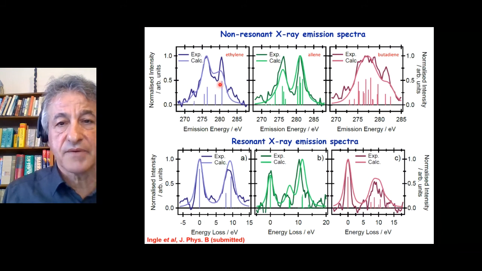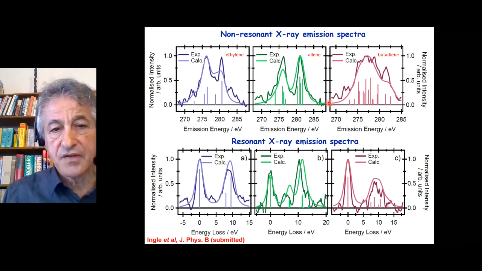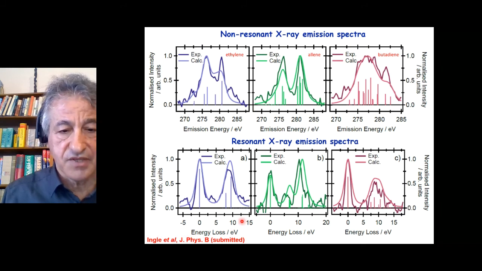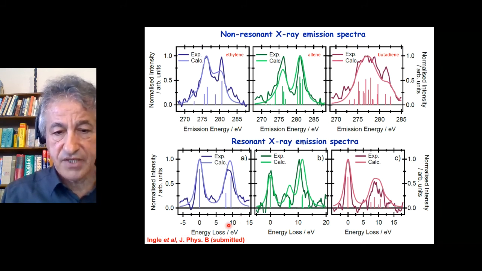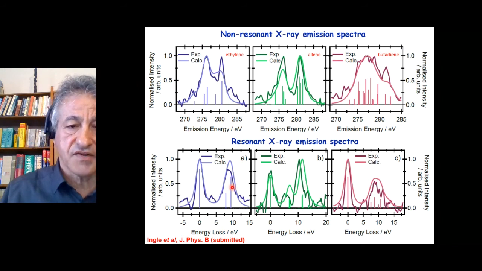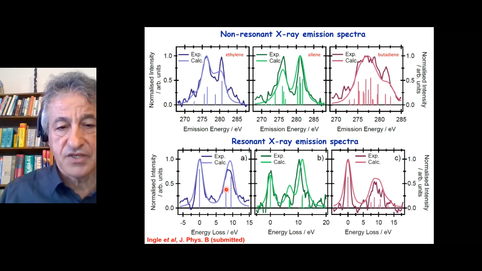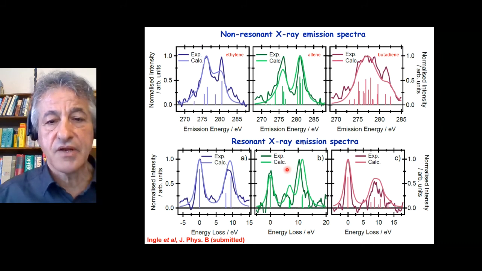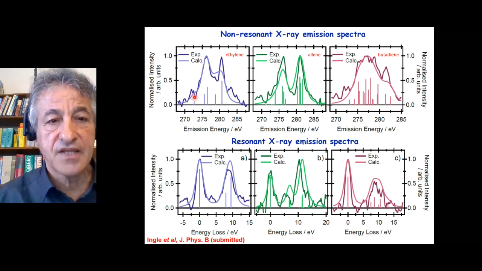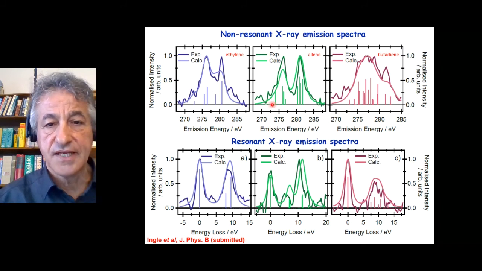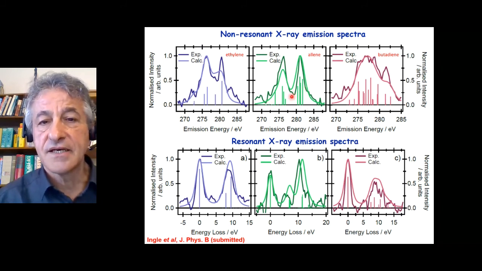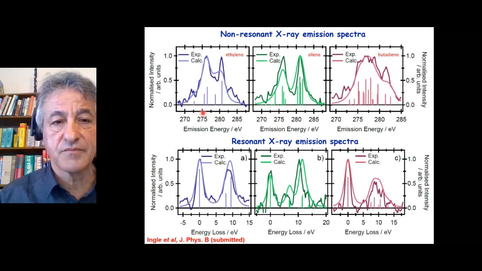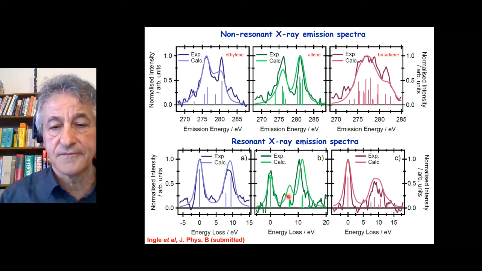So these are the emission spectra we got. I'm not going to go too much into details. These are the non-resonant emission spectra, and these are the resonant emission spectra. These are plotted as a function of shift compared to the excitation energy. And you can say this is like a Raman spectrum, an electronic Raman spectrum, or if you want, a resonant inelastic X-ray scattering. The lines here are the simulations and the stick diagrams too, of course.